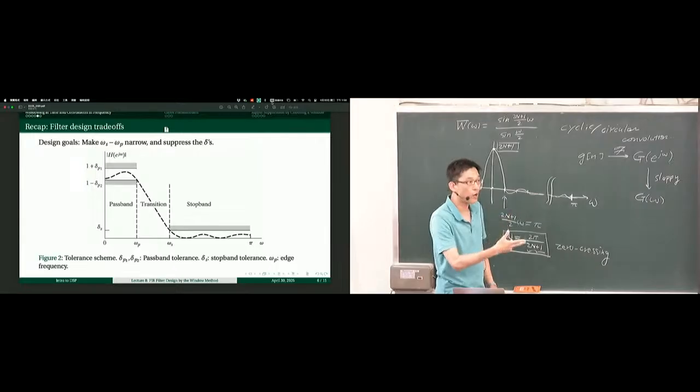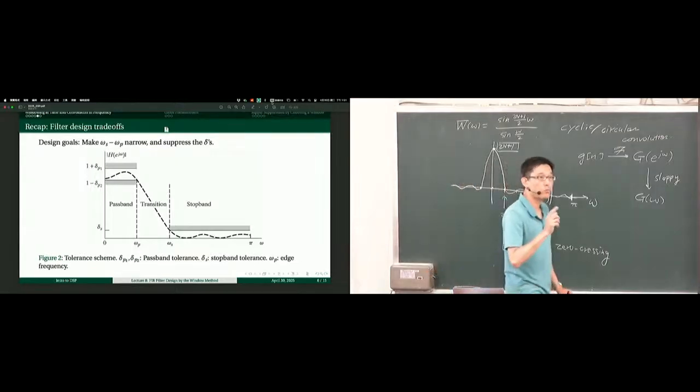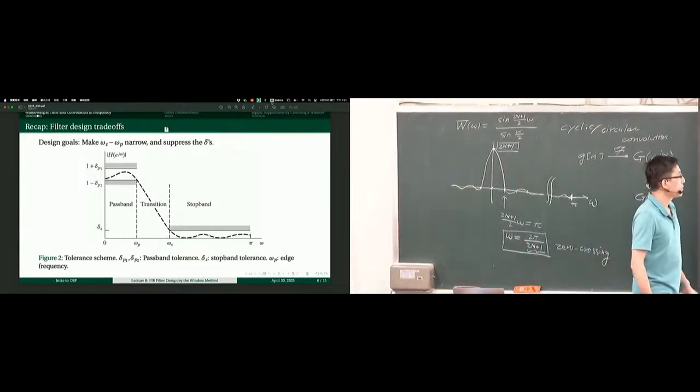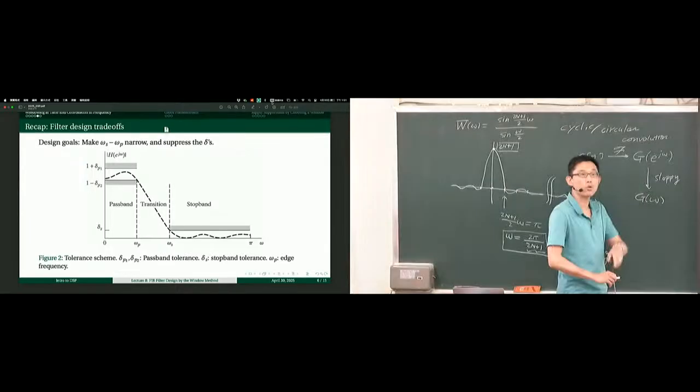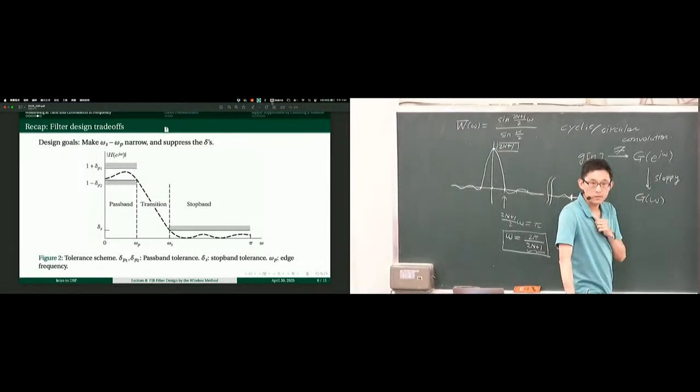The take-home message, as we will learn today, is that these two goals, suppressing the delta while making the transition narrow, conflict with each other. They work against each other. There's a trade-off.